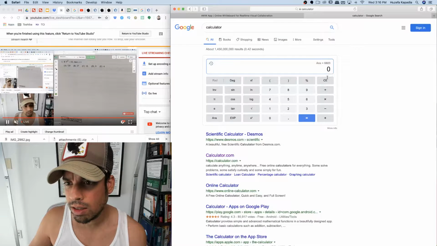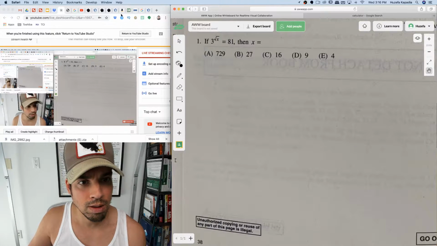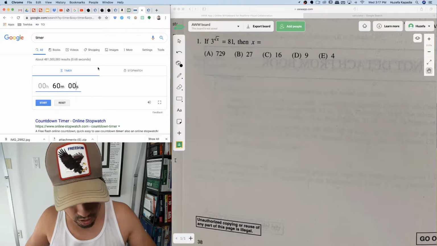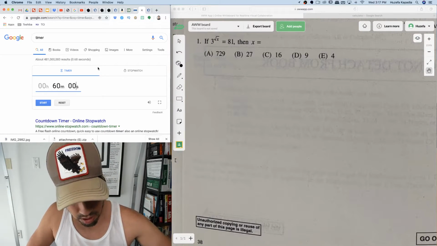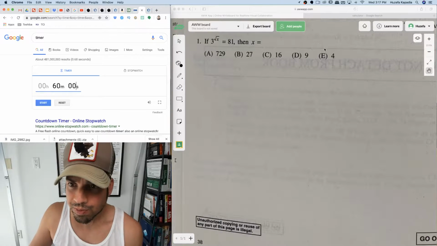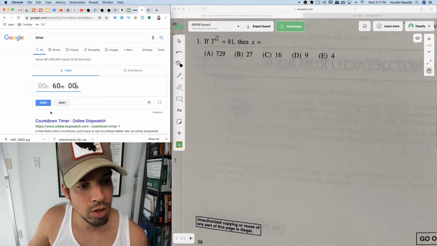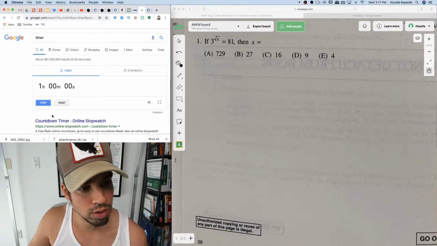I got the calculator queued up. We're going to set the timer for 60 minutes. Again, if you're new to these streams, I time myself and take it in real time, and I haven't looked at the test, so it's literally like I'm taking it for the first time, just like you, to give you that authentic test-taking experience. All right, here we go. We're going to start the timer. We're going to roll now.